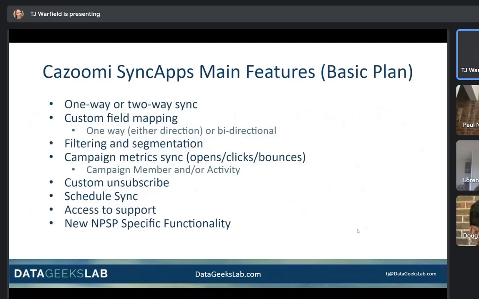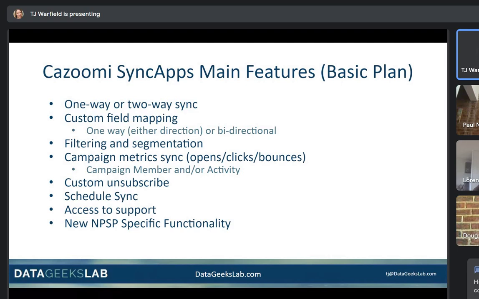So some of those main features in the basic plan is you can either set it up for a one-way sync or a true two-way sync. It syncs the opt-outs in both directions. You can sync specific fields from MailChimp to specific fields in Salesforce, vice versa. You can say, no, I only want it to go from Salesforce to MailChimp or MailChimp to Salesforce. You have the option of custom field mapping.